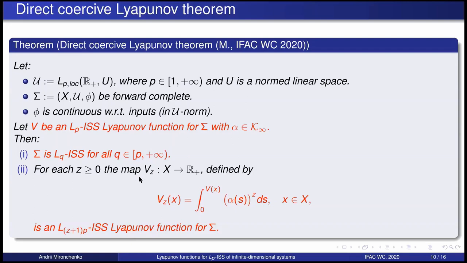Moreover, we can find ISS Lyapunov functions for the ISS property in this case. So not only do we have an LP ISS Lyapunov function, but we can generate an LS Lyapunov function for each S greater or equal than P.